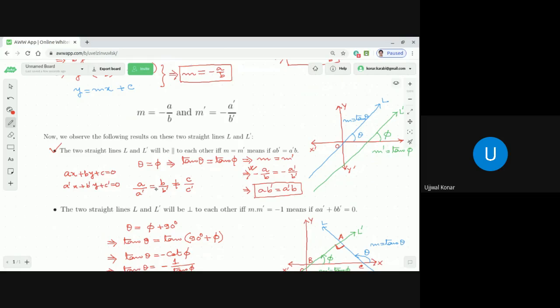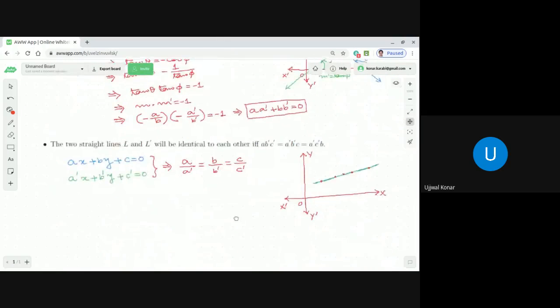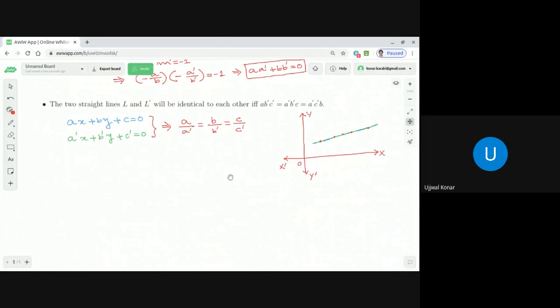I'm just making a kind of analysis of whatever we have learned in the linear equations of two variables and how they are related with the straight lines when you're making a visual representation. Correct? So this is what I wanted to touch base. And whenever you see that a by a dash is not equal to b by b dash, then these two straight lines intersect and they have a unique solution. Anyway, I hope you understood under what condition the two straight lines are identical. Now, dear students, what we are going to find is the angle between two straight lines.